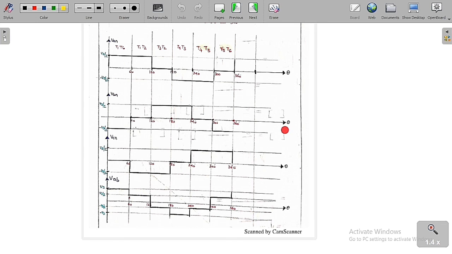So the peak to peak value of the phase voltage is very simple. This is Vs by 2 and this is minus Vs by 2. So the peak to peak value is Vs. So Vs is the peak to peak voltage of the phase voltage.